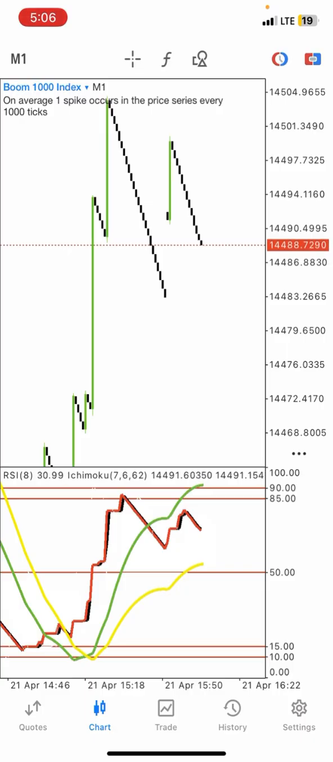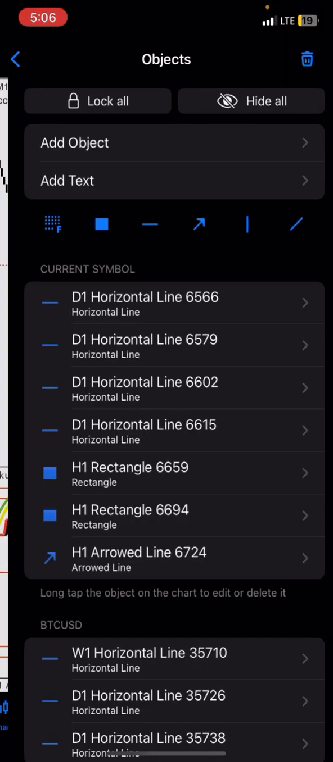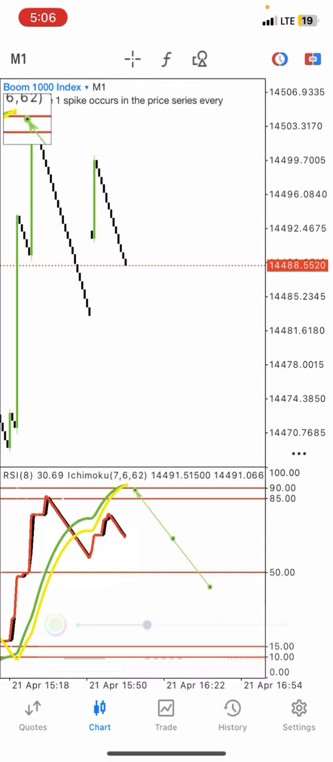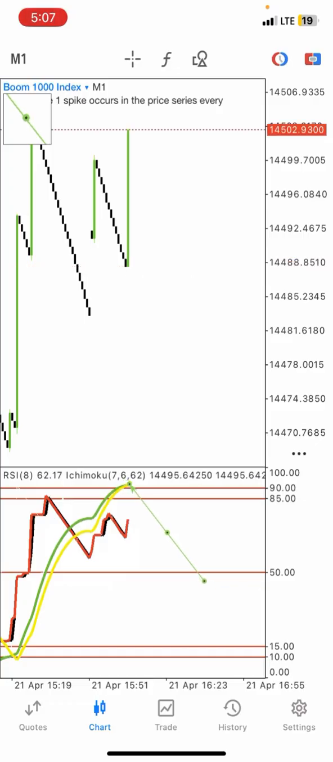All right, so here's the catch about this strategy. Now take a look at this level here. Once this indicator crosses, if the green indicator crosses the yellow indicator, I'll be selling this. So what I'm trying to say is that if you're trading boom, that means you're going against the spike.